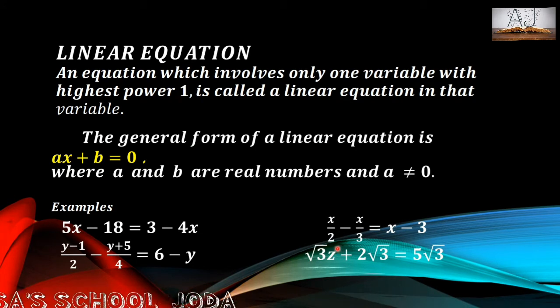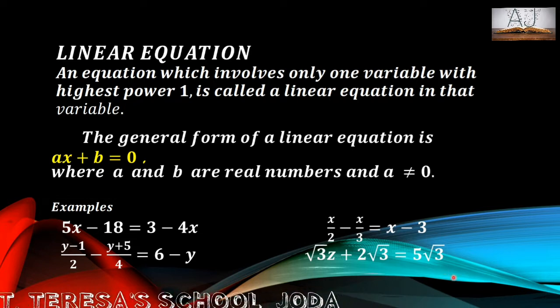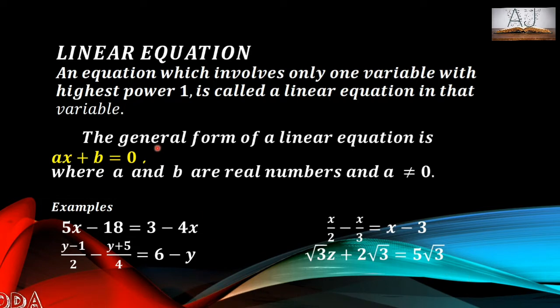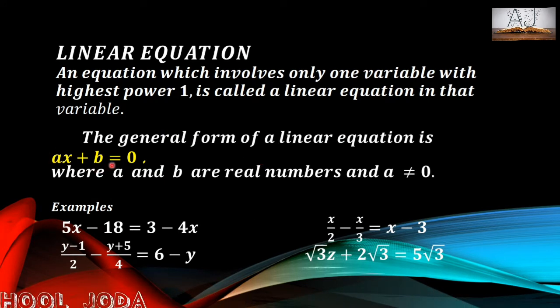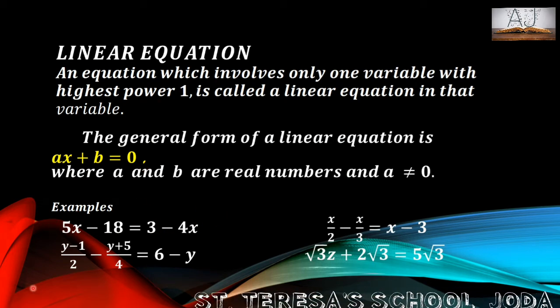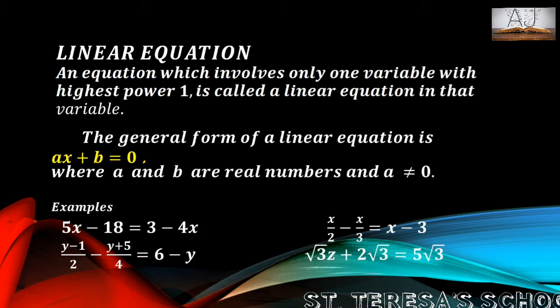Root 3z plus 2 root 3 equal to 5 root 3. The power of z is 1 only. Root 3 doesn't matter. The number can be anything. Root 3 is also a real number. So it's a real number. But is it in the format of ax plus b equal to 0? It doesn't seem so. 5x minus 18 equal to 3 minus 4x. Where is it in that form? Doesn't matter. We can make it in that form.